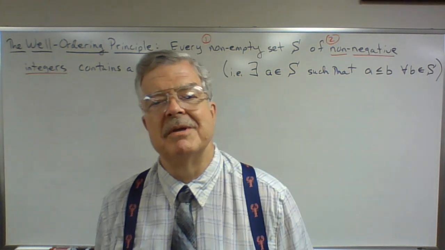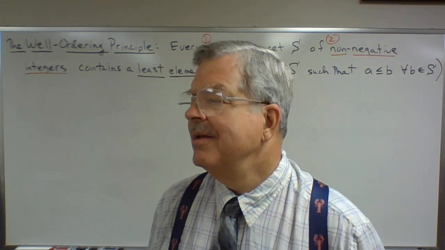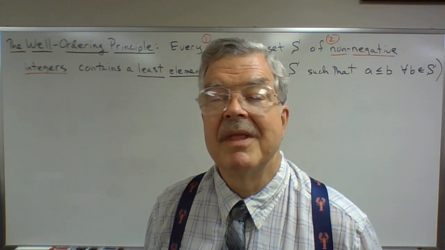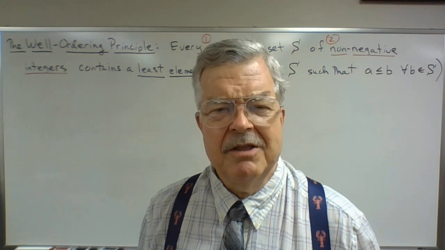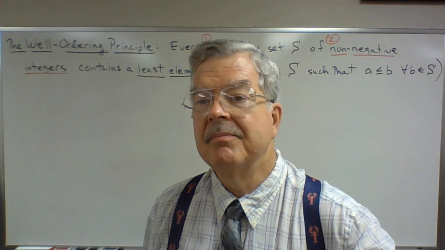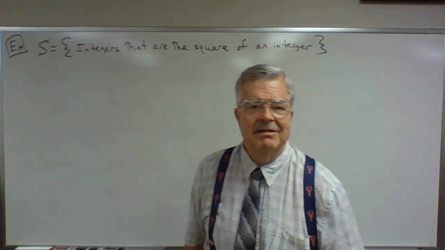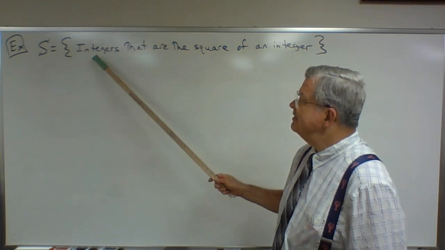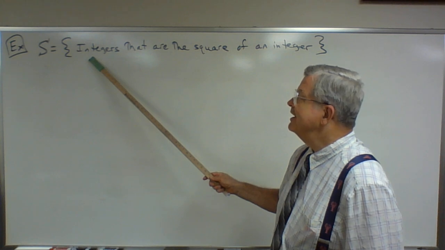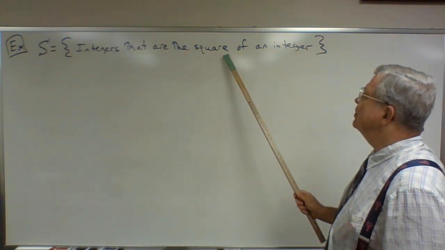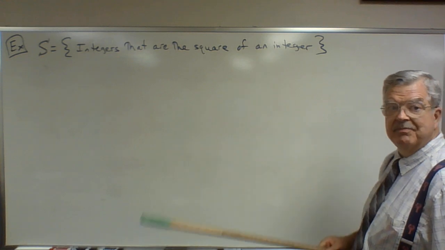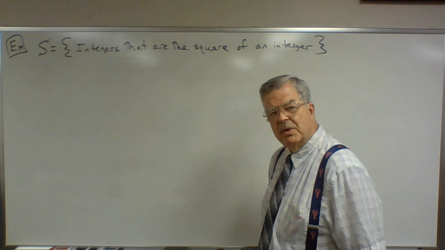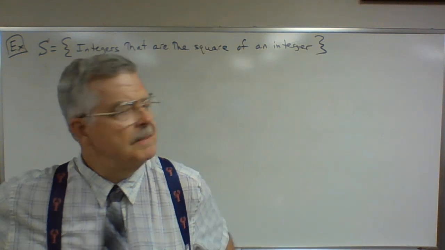Now let's look at some examples of where the well-ordering principle applies, and an example where it doesn't apply. Okay, let's look at this example. S is the set consisting of integers that are the square of an integer. So every element in this set is the square of an integer.